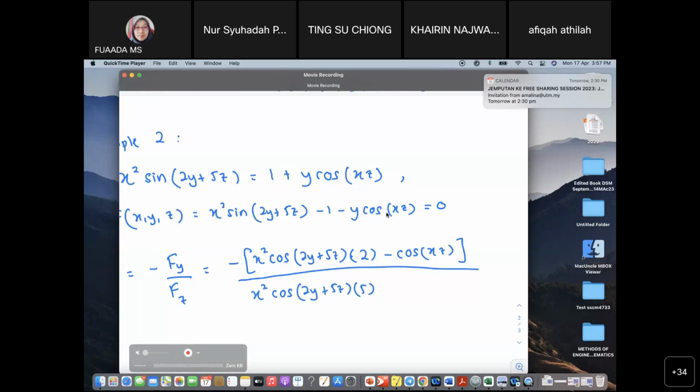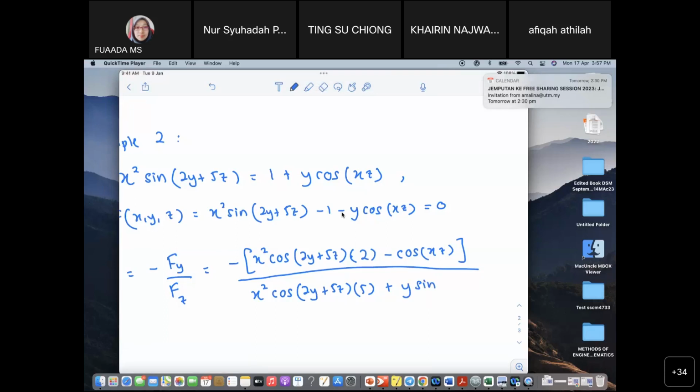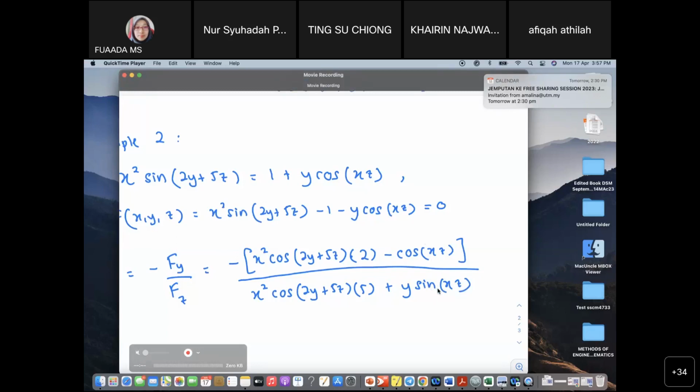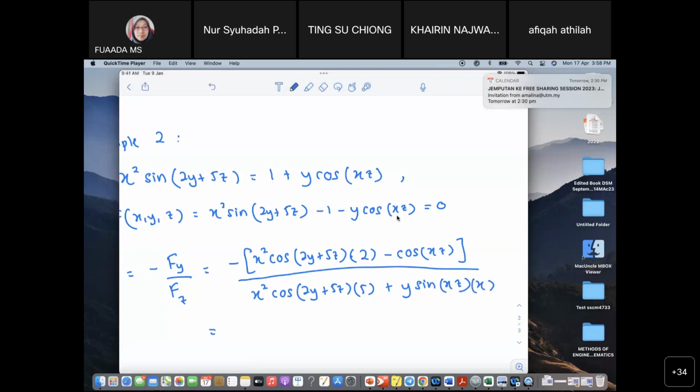Differentiate this one with respect to z. Now z is inside the cos, so y is not affected. So we differentiate cos, which becomes negative sin. So negative becomes positive y sin of xz. Okay, remember you are applying the chain rule, the normal chain rule. Differentiate the outer function, cos becomes negative sin, multiplied by the derivative of the inner function with respect to z. Xz differentiated with respect to z gives what? It gives x.